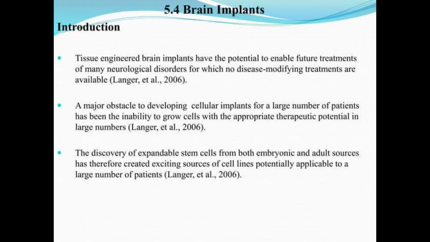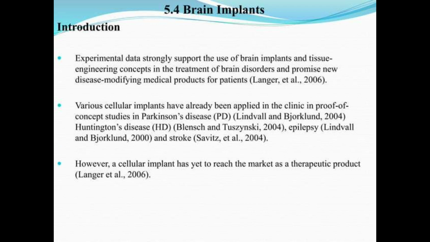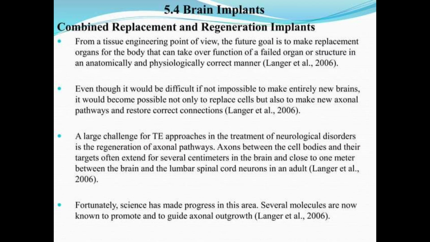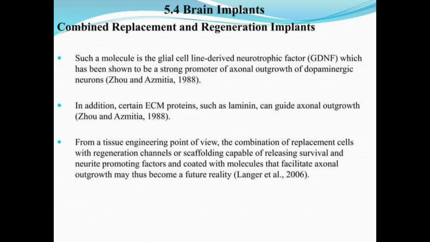And brain implants are also made by our bioprinting technology. This is utilized to treat patients with Parkinson's disease, Huntington's disease, epilepsy, and stroke. Here is a wired therapy that is utilized for this purpose to calm down the symptoms of Parkinson's disease in patients with disabled, overactive nerve cells. And combined replacement regeneration implants are also developed to treat other disorders.